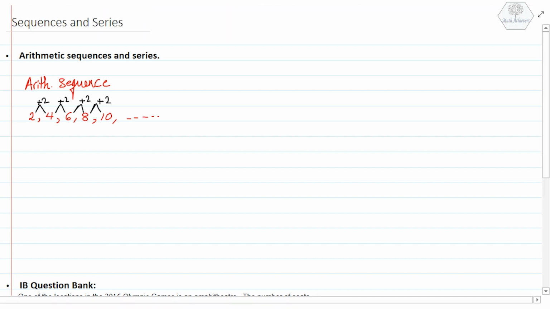Now, for the sequence, this is U1, the first term, this is U2, this is U3, the third term. To show that this sequence is an arithmetic sequence, U3 minus U2 must be equal to U2 minus U1. By this, we show that this sequence is considered to be an arithmetic sequence.